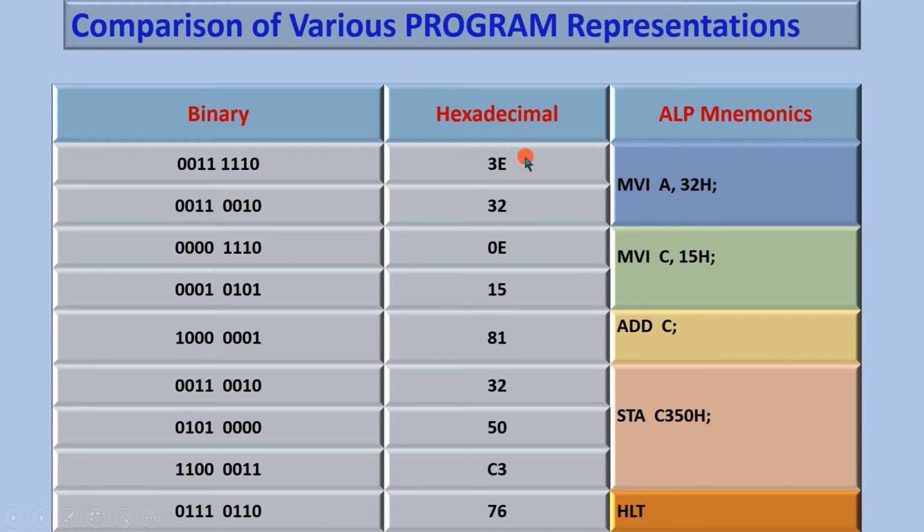But how to make this program readable and easy? Actually, you cannot find out a mistake here also, and one cannot easily say what the 3E code stands for, or what 0E means, or what 32 means, or what 79 means. So it is very difficult to remember, and therefore the Intel engineers have developed mnemonics. Mnemonics are actually a group of English letters. So here we use 2 to 4 English letters.